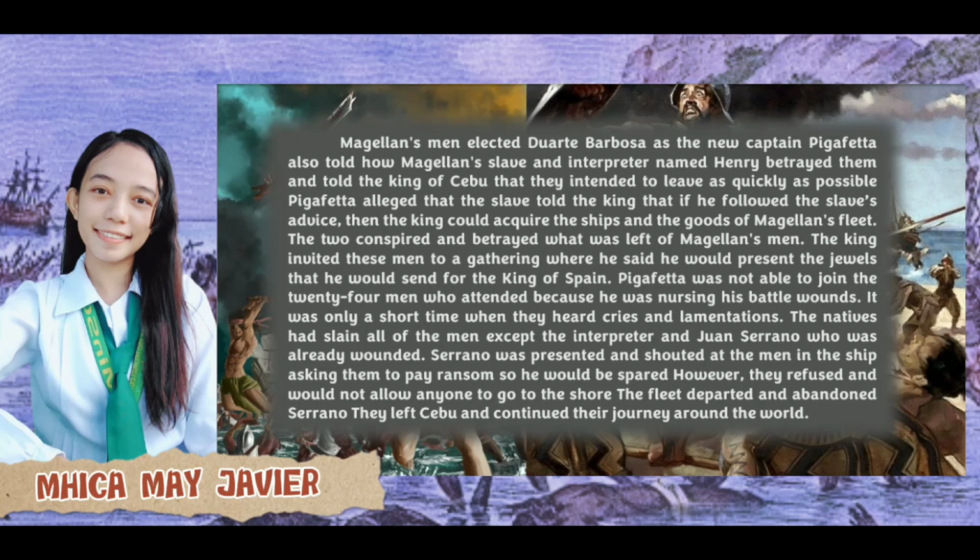Pigafetta was not able to join the 24 men who attended because he was nursing his battle wounds. It was only a short time when they heard cries and lamentations. The natives had slain all of the men except the interpreter and Juan Serrano, who was already wounded. Serrano was presented and shouted at the men in the ship, asking them to pay ransom so he would be spared. However, they refused and would not allow anyone to go to the shore. The fleet departed and abandoned Serrano. They left Cebu and continued their journey around the world.